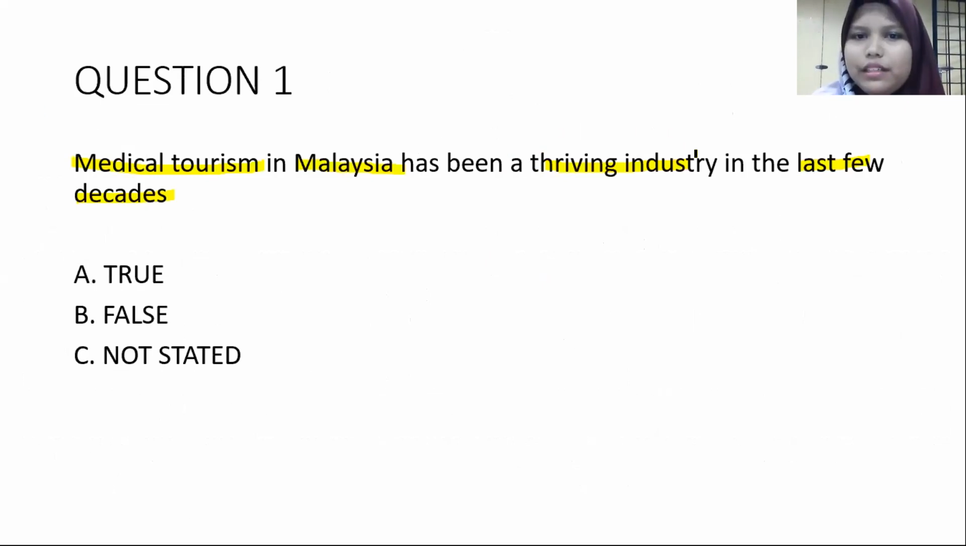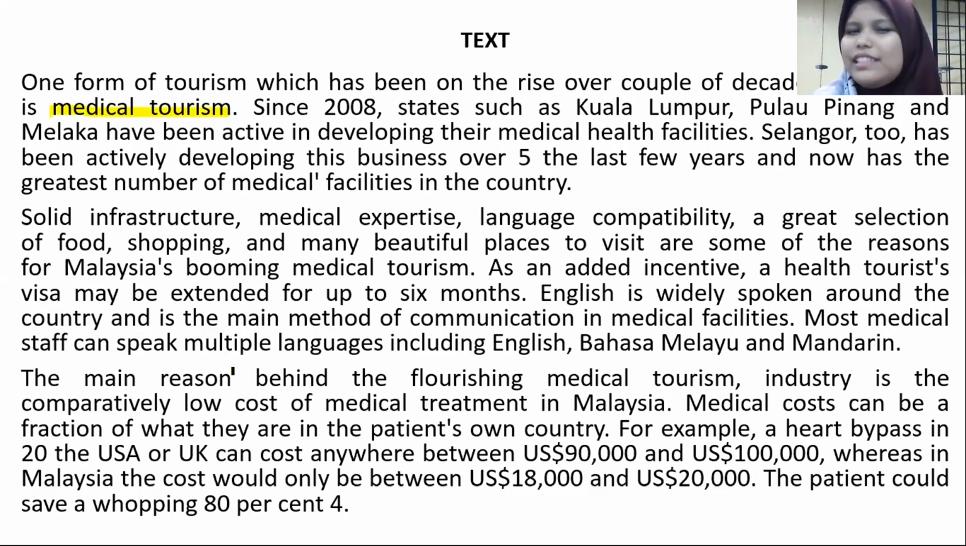Thriving industry. Let's take a look at thriving industry. It is not stated as thriving industry, but it is stated indirectly. The synonyms and similar phrases, "has been on the rise over a couple of decades," have the same meaning as thriving industry. It has been on the rise.